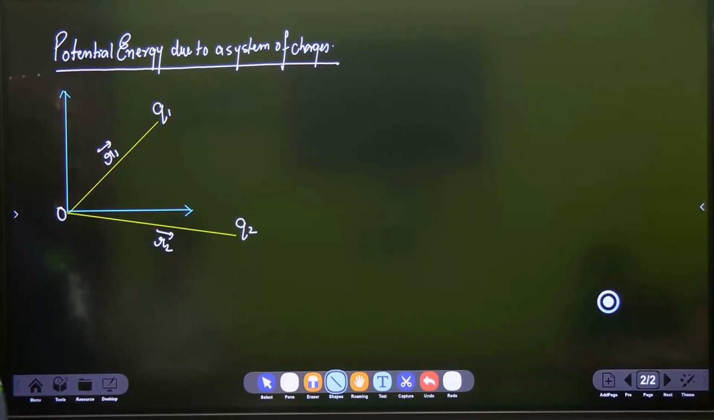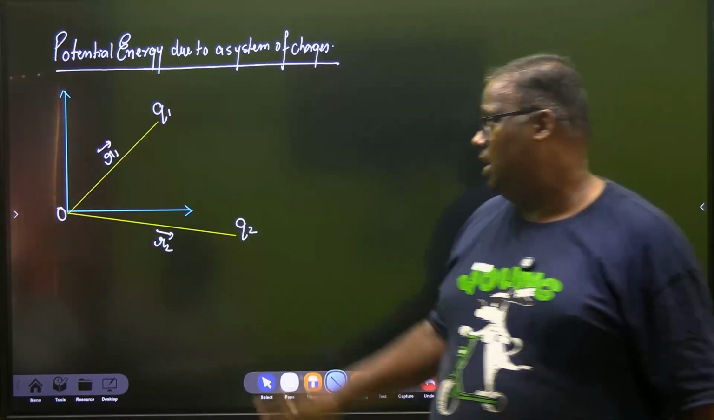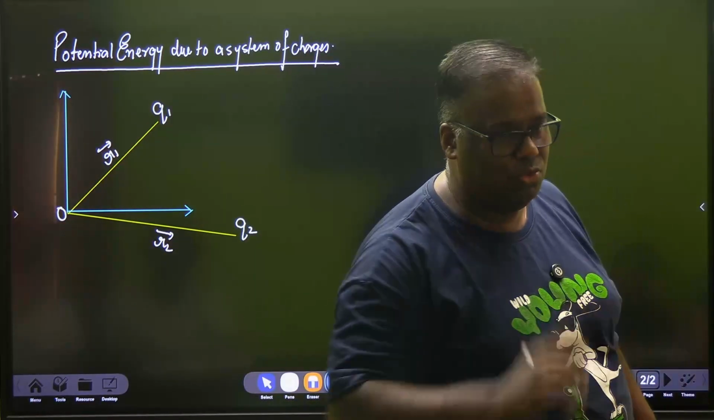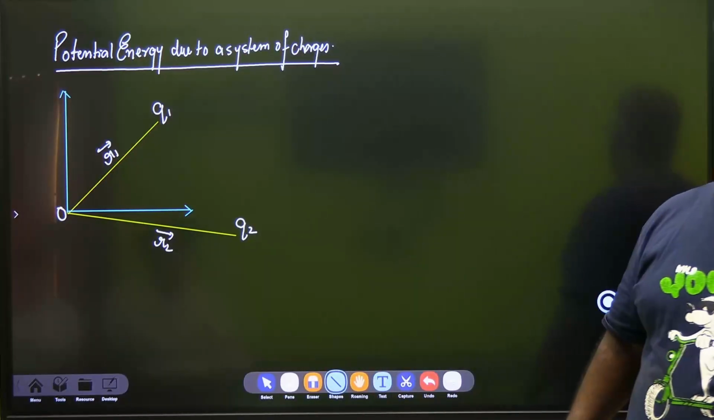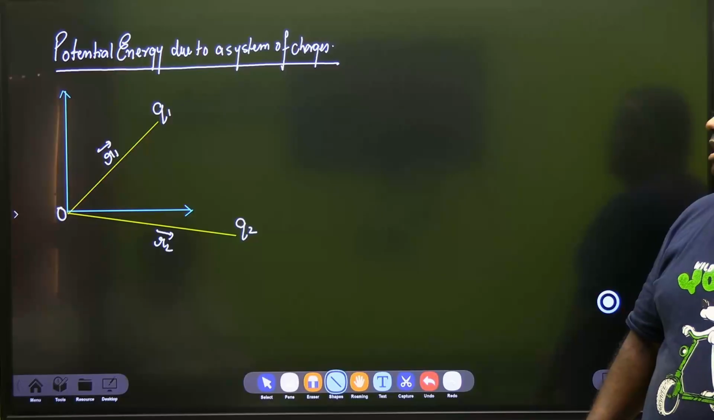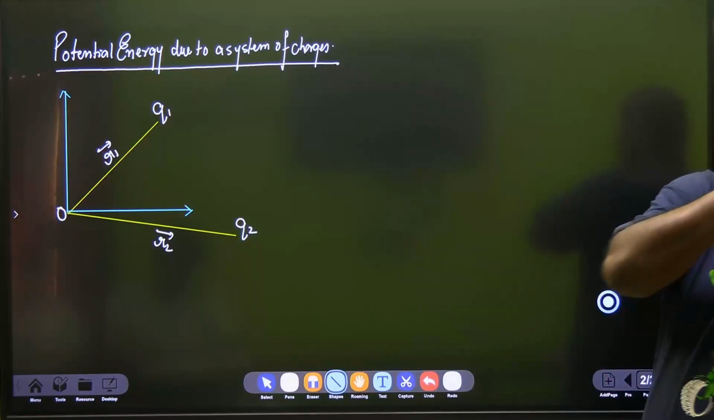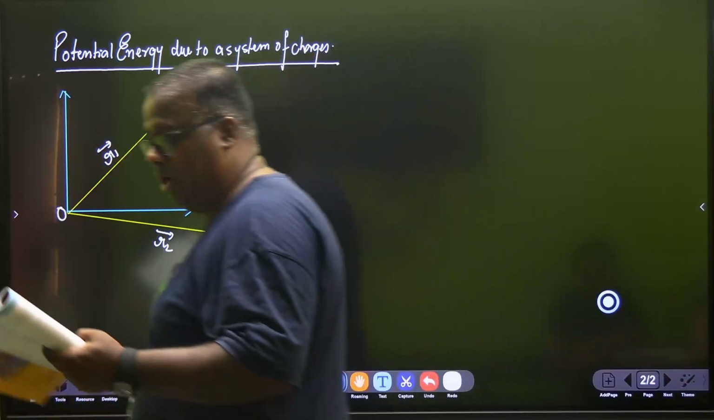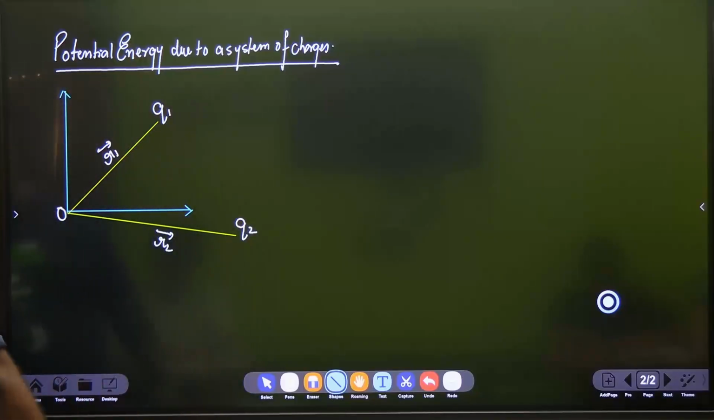Our job will be to find out what is the potential energy due to a system of charges. Now this is your system of charges, where the system has got how many charges? Two charges. You want to now build this system, and in order to build this system, I will see what is the energy buildup. That is nothing but the potential energy due to system of charges. It says, let us calculate the work done externally in building up this configuration. We will see what is the work done.